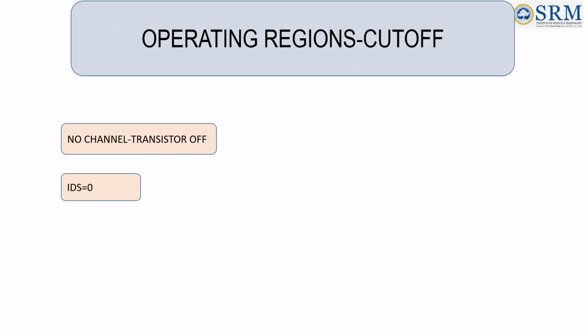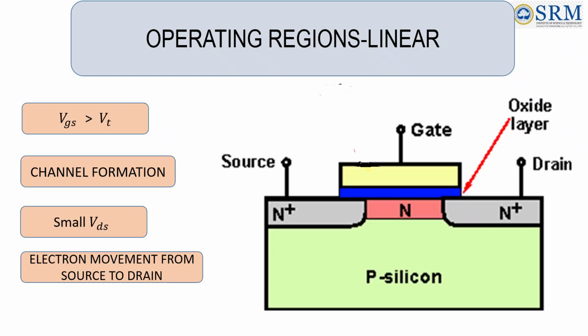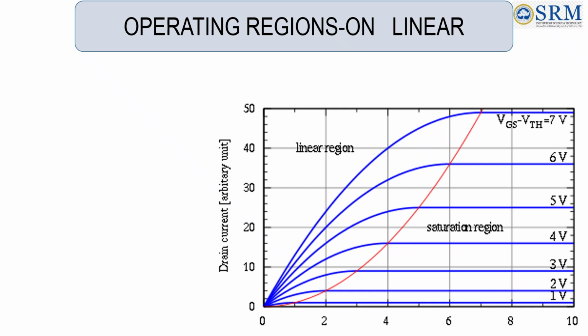So when you keep both VGS and VDS at 0, the MOSFET is said to be off. There will be no channel and the drain to source current is 0. When VGS is kept at a voltage slightly above the threshold voltage, the channel is formed. Now apply a small VDS. The electrons in the channel start to move from the source to the drain. When a MOSFET operates in this region, it is called the linear region. It's because the current has a linear increase with VDS.